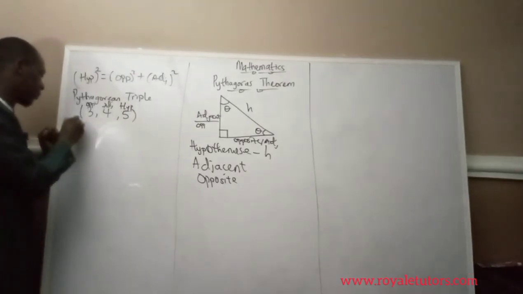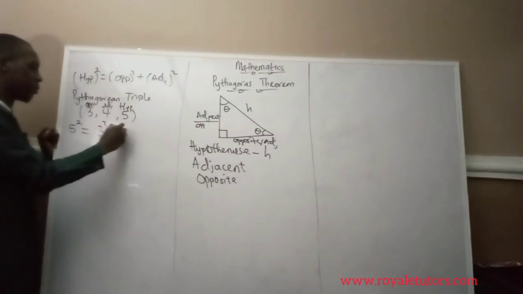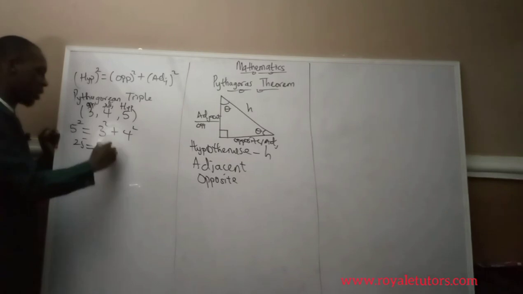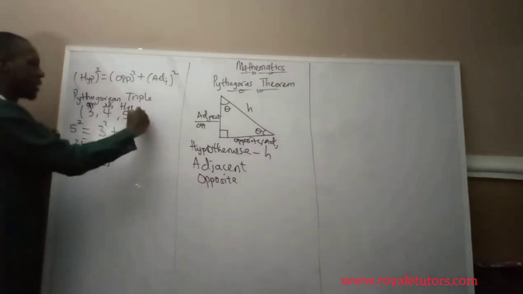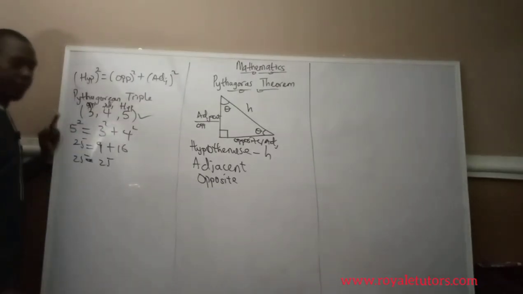5 squared, is it the same thing as the opposite, 3 squared plus 4 squared? 5 squared is 25, and this is 9 plus 16. So 25 is equals to 25. So this is a Pythagorean triple because it satisfies the Pythagoras theorem.